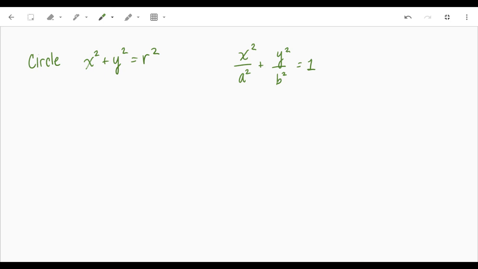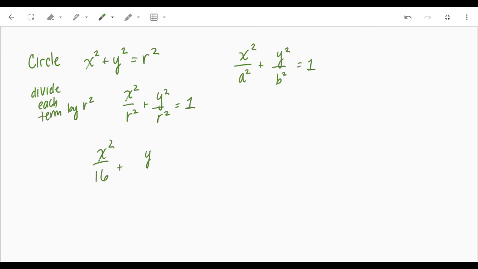Now let me go back to your equation of a circle. If I divide each term by r squared, I get x squared over r squared plus y squared over r squared equals 1. So if I wrote a circle using that, like x squared over 16 plus y squared over 16 equals 1, then I could tell from that that it's a circle centered at 0, 0 with a radius of 4.